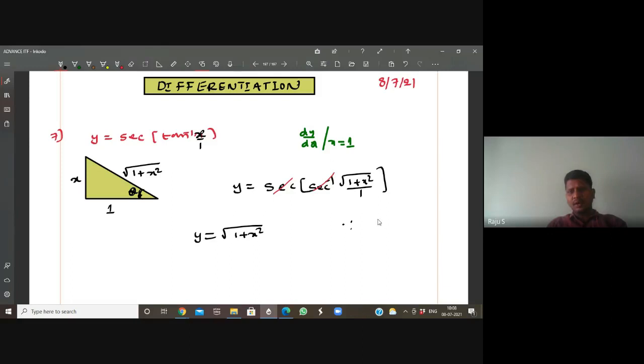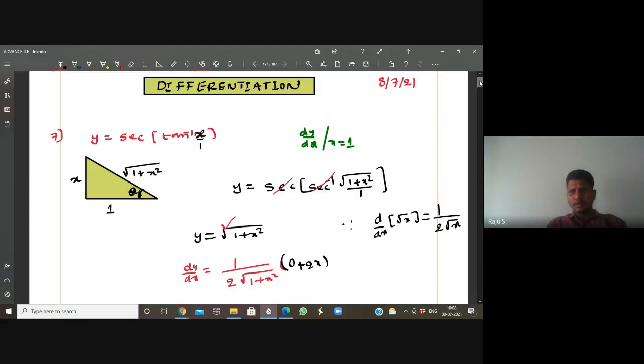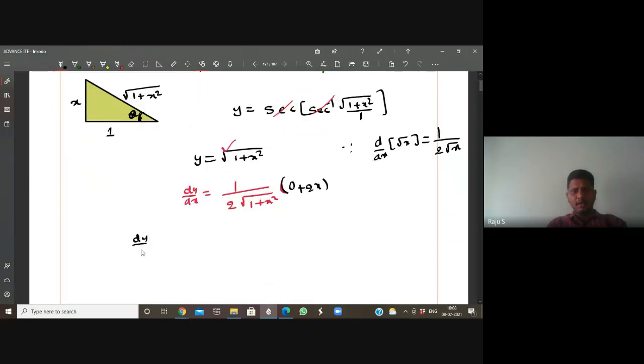Since we know that it is in the form of root x, the derivative of root x will be, yesterday I have written, 1 by 2 root x. Now you differentiate. When I differentiate, dy by dx is equal to, it is in the form of root x, 1 by 2 root over 1 plus x square, chain rule. Okay, the derivative of root completed. Next, 1 plus x square derivative is 0 plus 2x. Okay, then dy by dx value.